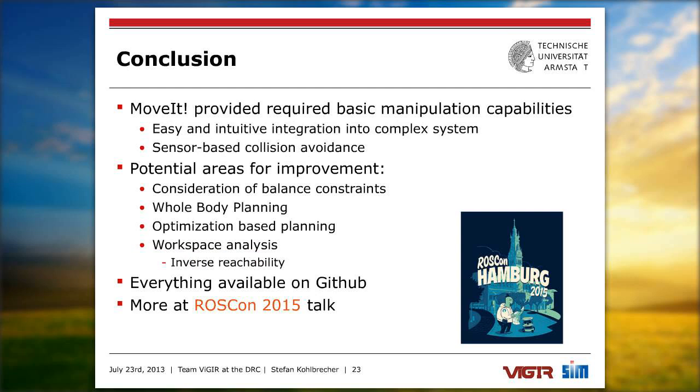For humanoid robots, there are some potential areas for improvement. Of course, consideration of balance constraints, whole body planning, optimization-based planning. We already heard about that a little bit. And I think workspace analysis still has work that can be done. And also inverse reachability, figuring out where my robot should stand so it can grasp things.